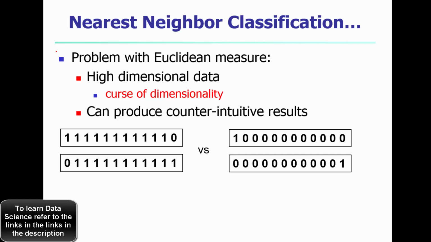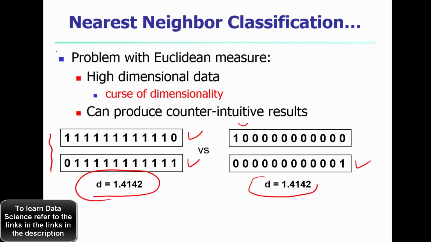Another problem that you would be facing is the problem with the Euclidean measure. If you use Euclidean distance to measure the distance, you could have a problem, and that could possibly give you counterintuitive results. So here is an example. You have got two sets of data points. This is binary data, this is another binary data, and there are two sets of each pair. If you measure the Euclidean distance for the first pair, you get 1.142. If you measure for the second pair, you would get exactly the same value.